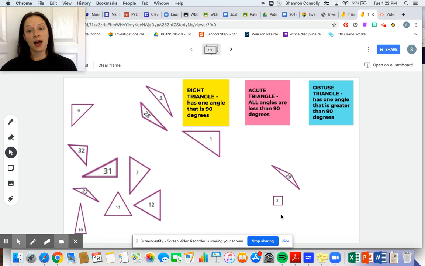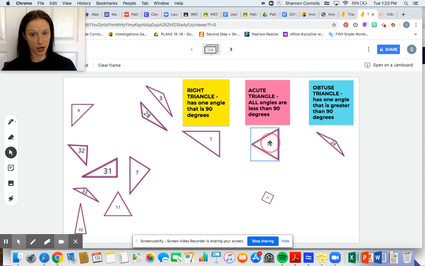So if I'm thinking about the angle up here and I want to see if it's 90 degrees or greater, I'm going to line up the corner of my tile with the angle there, and there's all this extra space right here. That means that my angle is greater than 90 degrees. So I am going to be calling this an obtuse triangle because it has one angle that is greater than 90 degrees. Okay?